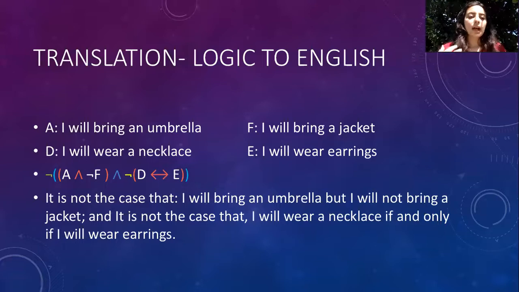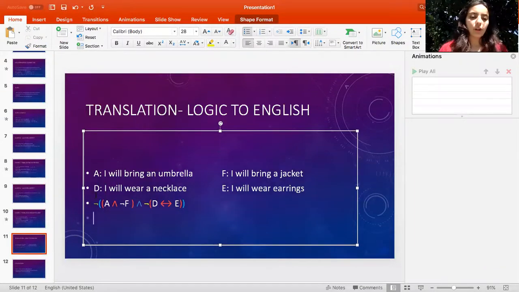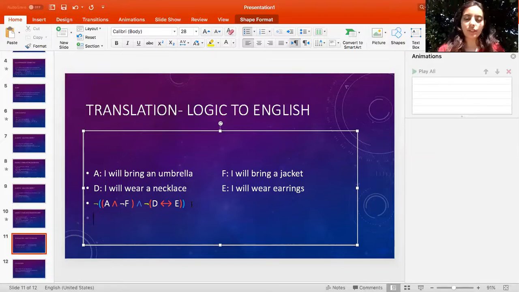Okay, so now let's take a look, and I'm gonna actually take this off so we can work on it together. Okay, so you have this sentence. This is the complex sentence you guys have seen before, and we're gonna try to translate it from logic to English. So let's start off with the red parentheses. So whatever's inside the red parentheses. So we have A, we have our symbolization key. And so A is I will bring an umbrella. So I see an A, I'm just gonna start with the red. So I will bring an umbrella.